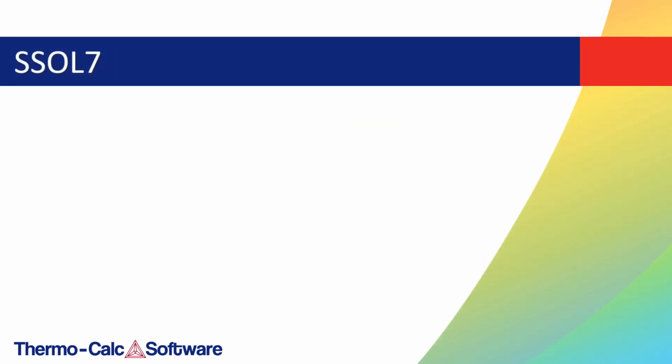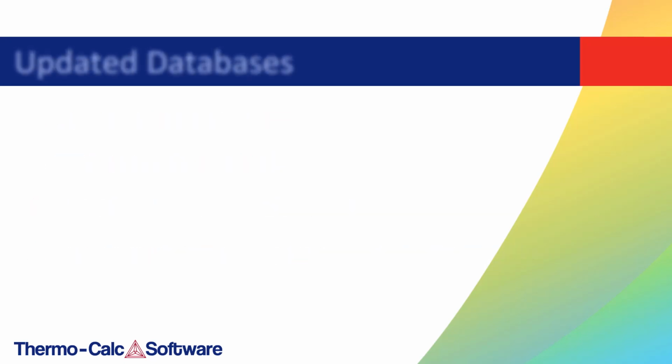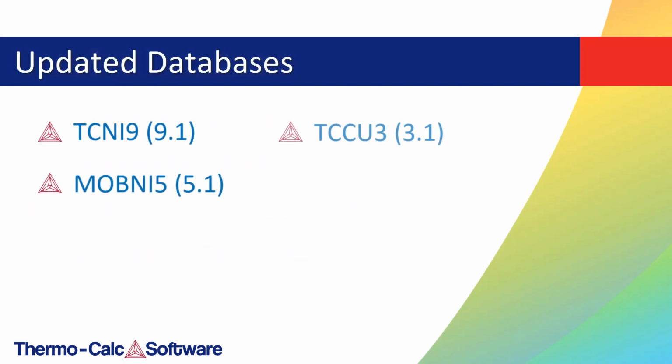The General Alloy Solutions database, SSOL7, adds 7 ternary and 108 binary systems, as well as several other improvements. 2 nickel databases and 1 copper database have been updated for the Thermo-Calc 2020A release. Read about all of the new and updated databases in the Thermo-Calc 2020A release notes.